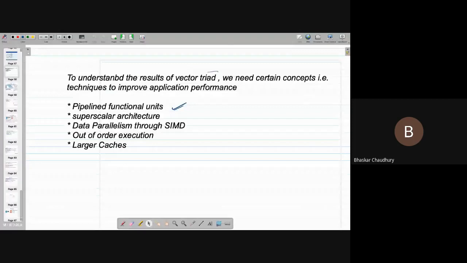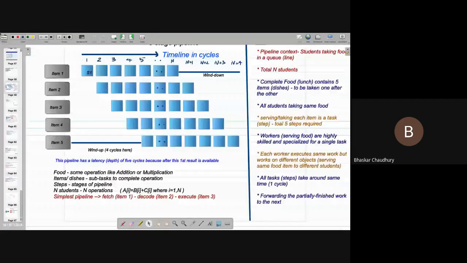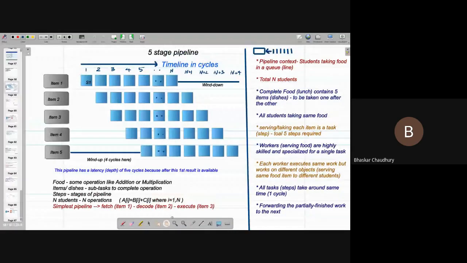Before we go to the pipeline functional units, let us first try to understand it from a very simple day-to-day life perspective. So first, you can just look into the right side, the text actually. You should just focus on the right side now, and gradually we'll come to the left side, that is this diagram. Let's just assume a very simple situation that there are n students who want to take food in a queue in line.